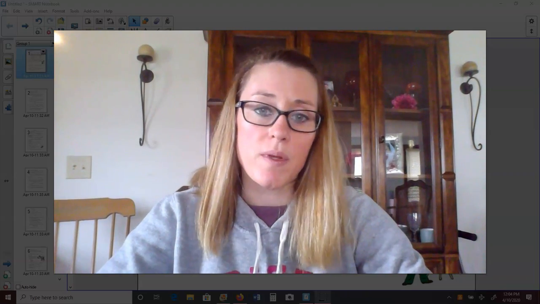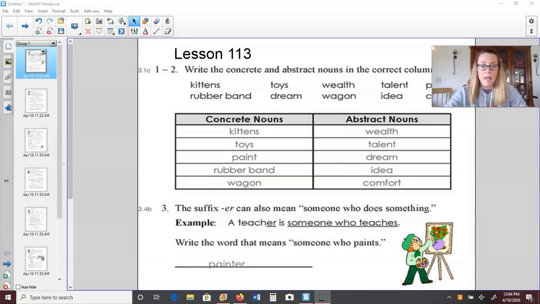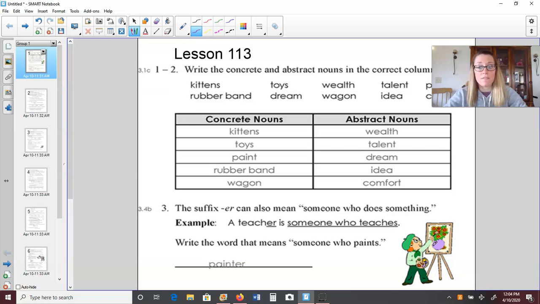You'll need your books open to lesson 113 and a pencil, of course. Number 1 and 2 wanted us to write the concrete and abstract nouns in the correct column. So we need to remember what those 2 terms mean, concrete and abstract. If a noun is concrete, it means that we are able to see it, feel it, touch it. It's kind of like an existing thing. Abstract is more of an idea or a feeling. It's really hard to physically see it.